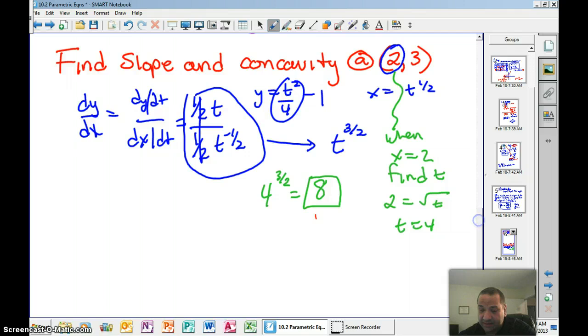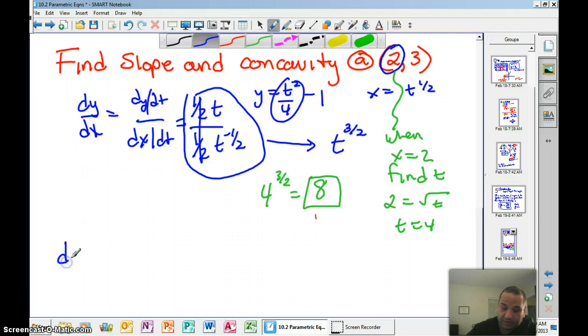Now, we want the second derivative. So here we go. Let's do the second derivative. So the second derivative, okay, is equal to the derivative with respect to t of the derivative.